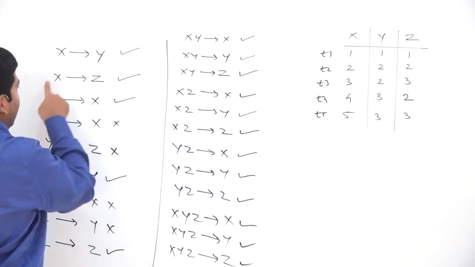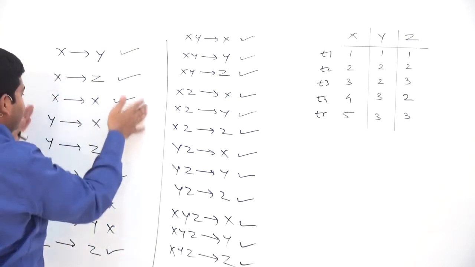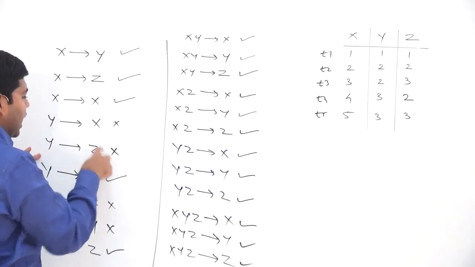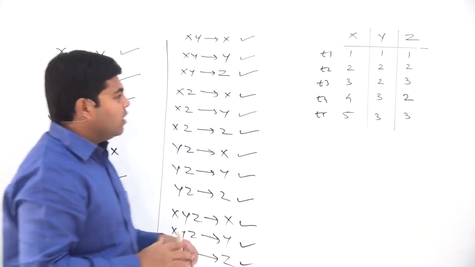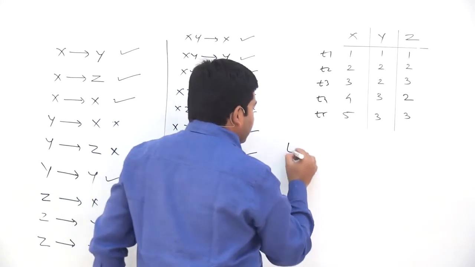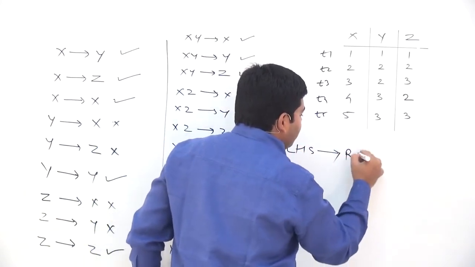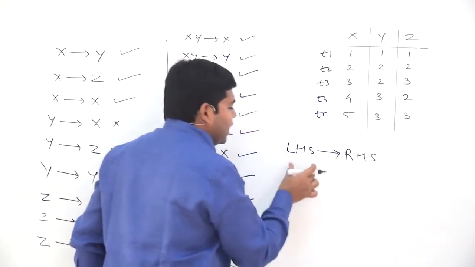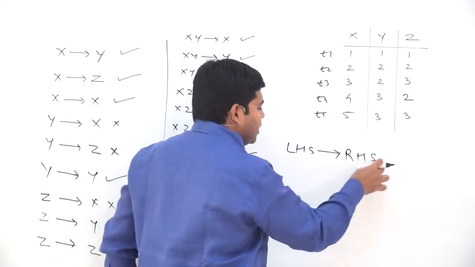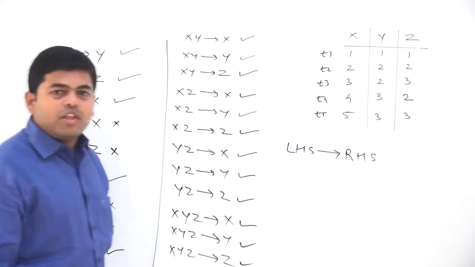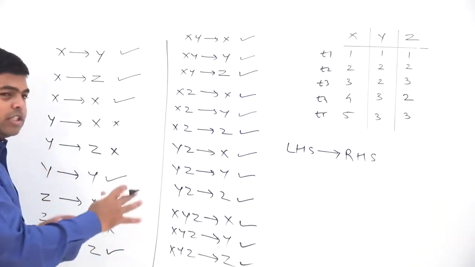So x gives y, x gives z, x gives x are valid FDs; y gives x, y gives z are invalid FDs. Okay. So what does that mean? Whenever from the left hand side you can uniquely determine the value of the right hand side, then we can say that the left hand side determines the right hand side, and the FD is called a valid FD. Are you very clear with this concept or not?